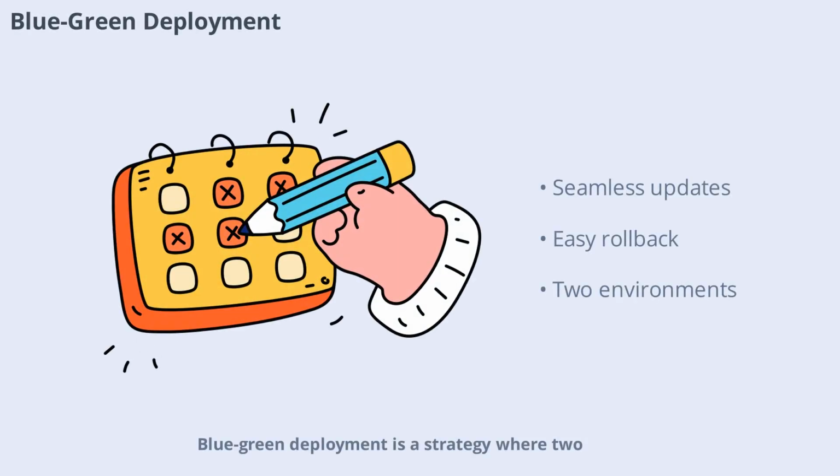Blue-green deployment is a strategy where two identical environments, blue and green, are used. Teams switch traffic from the old to the new environment, enabling seamless updates and easy rollbacks if needed.